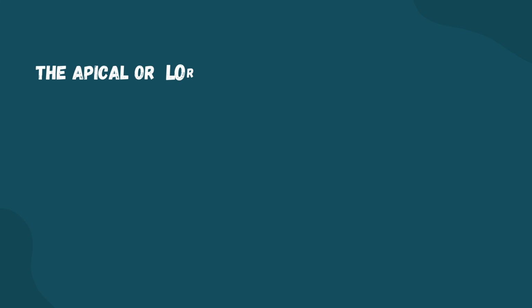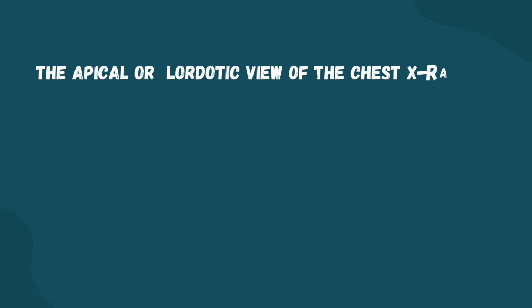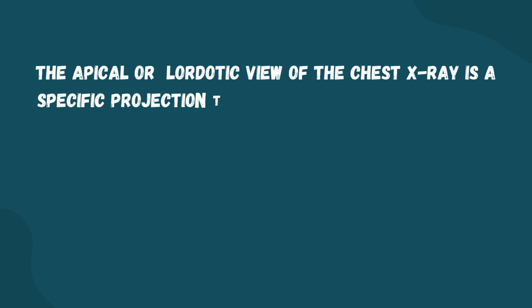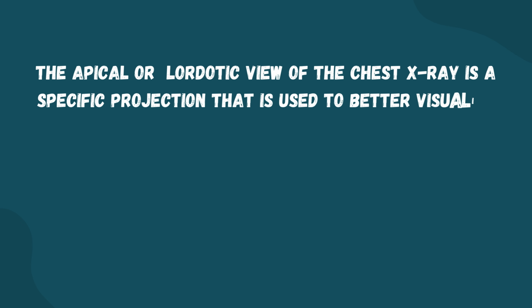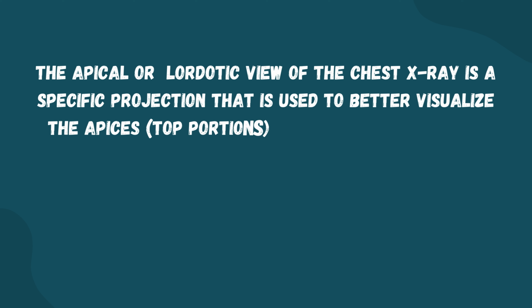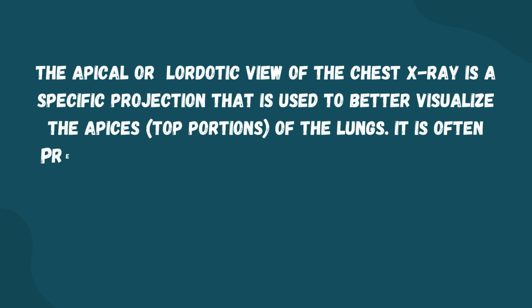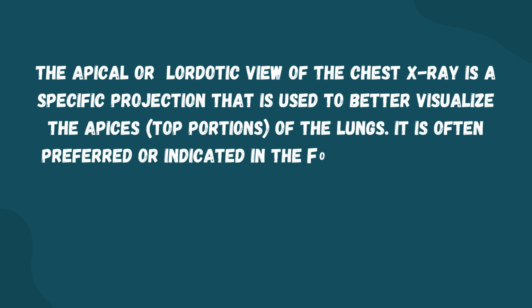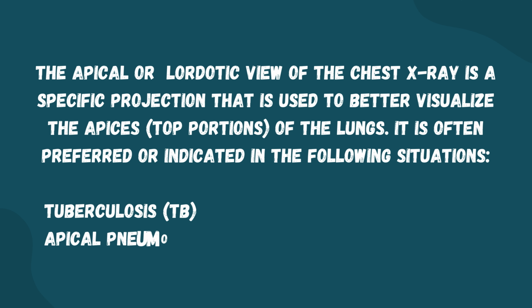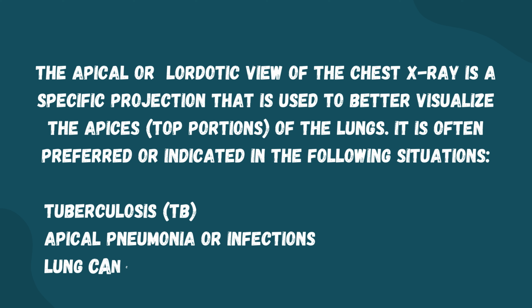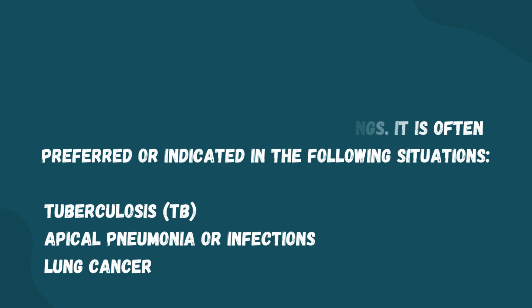Apical or lordotic view. The apical or lordotic view of the chest X-ray is a specific projection that is used to better visualize the apices, top portions, of the lungs. It is often preferred or indicated in the following situations: tuberculosis, TB, apical pneumonia or infections, lung cancer.